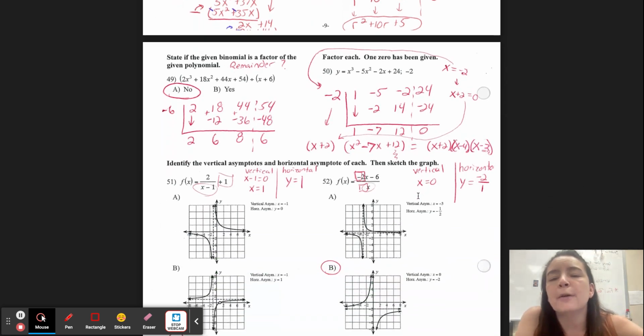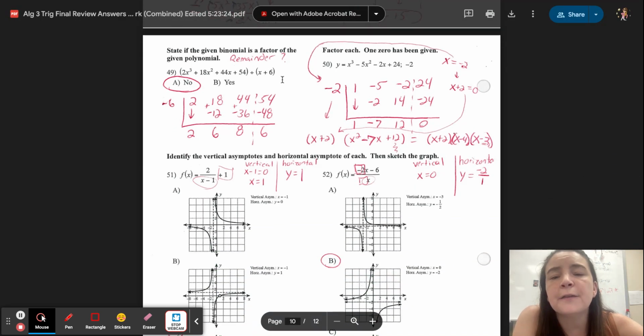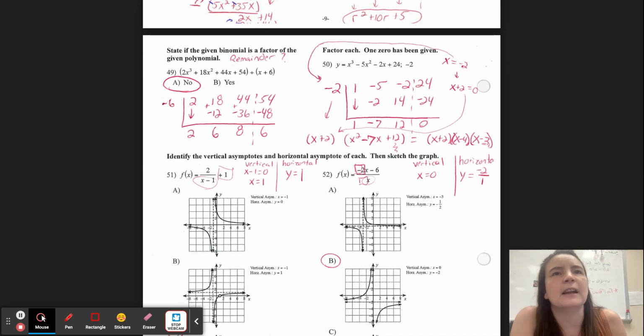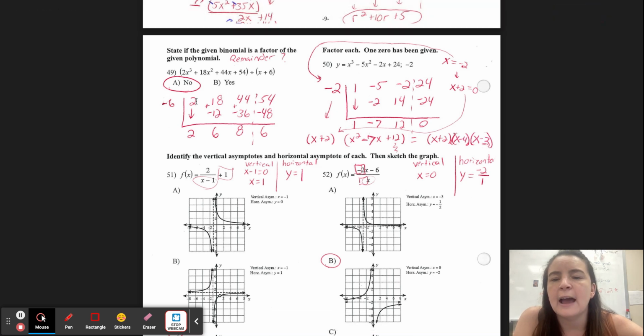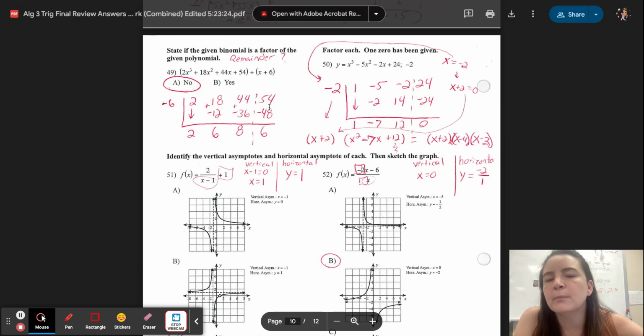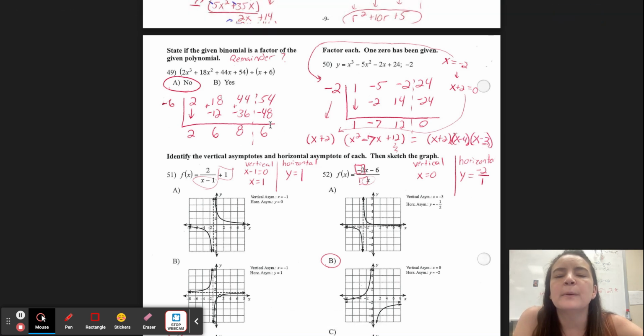Okay. For number 49, they want to know if it's a factor. If it's a factor, that means it divides in nicely, no partial pieces. So all you're asking yourself is, hey, does this have a remainder? So again, I set up my synthetic division. So you see me doing my coefficients here. You see me changing the sign here to a negative, and I dropped, multiplied, added, multiplied, added, multiplied, added, and this one does have a remainder. So no, this does not go in nicely. It is not a factor.